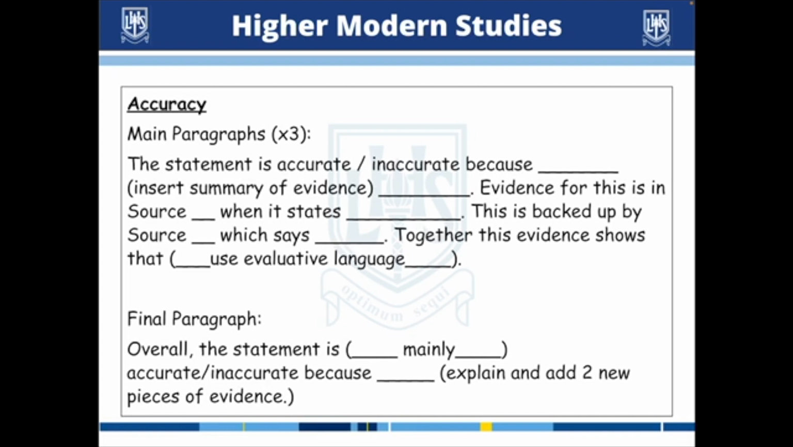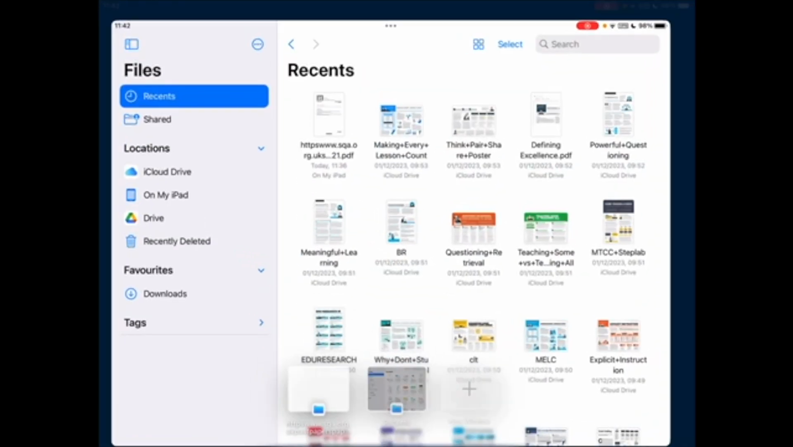So if you say the statement is accurate, you're actually arguing against yourself. So it's very important to avoid that. It's very important to say mostly but not fully accurate, or mostly inaccurate but not fully inaccurate. Right, the question. Let's have a look at one.